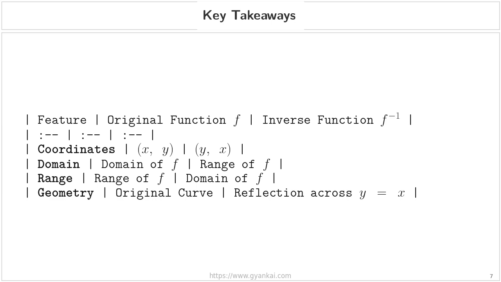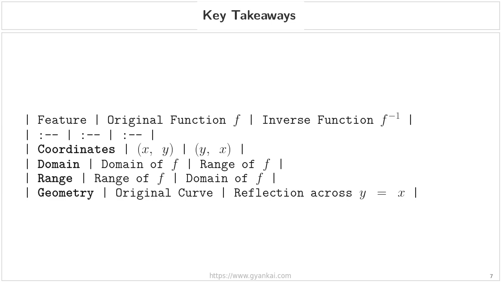Next, we have the relationship between the domain and the range. This is a direct consequence of swapping our coordinates. The domain of the original function f becomes the range of the inverse function f⁻¹. Conversely, the range of the original function f becomes the domain of the inverse function f⁻¹. This is why, in our sine example, the range of values between -1 and 1 became the input, or domain, for the inverse sine function.